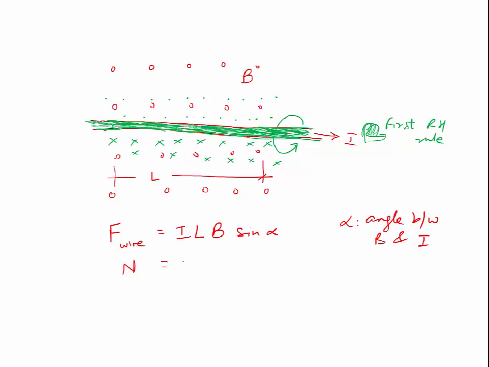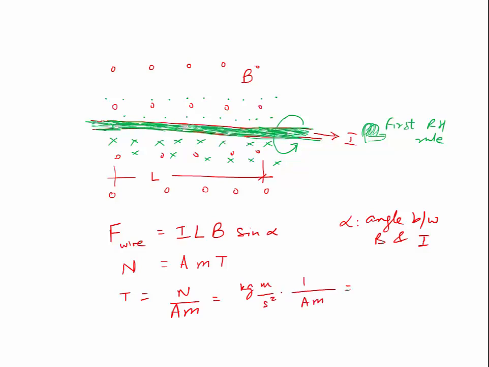I've got amperes as the unit of current, meters as the unit of length, and Tesla as the unit of magnetic field. Sine alpha has no units. So rearranging this, I get Tesla equals Newton over ampere meter. That becomes kilogram meter per second squared divided by ampere meter.